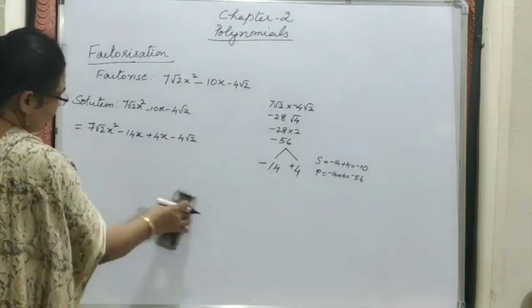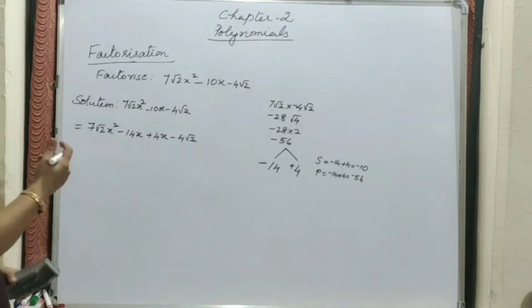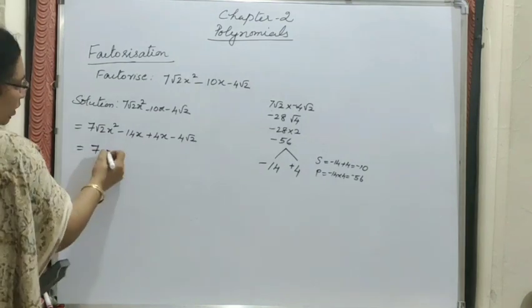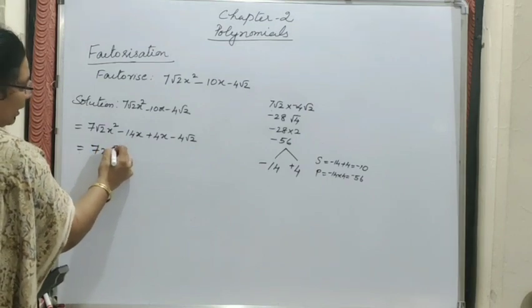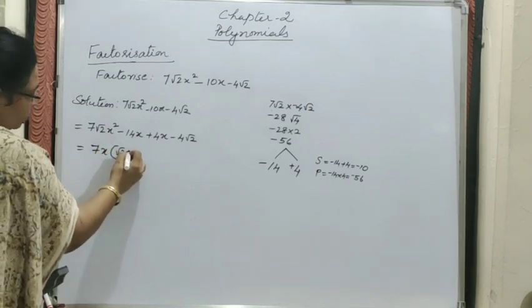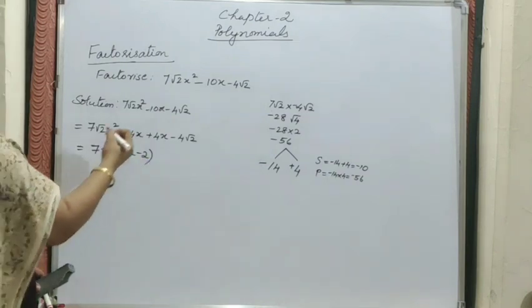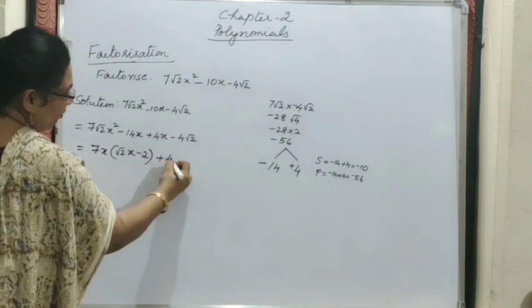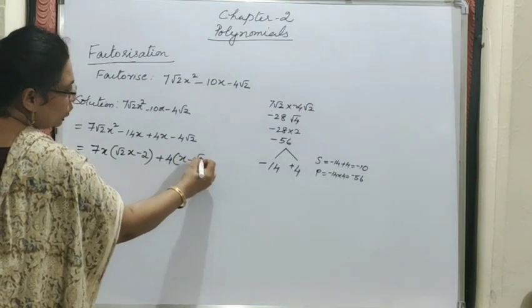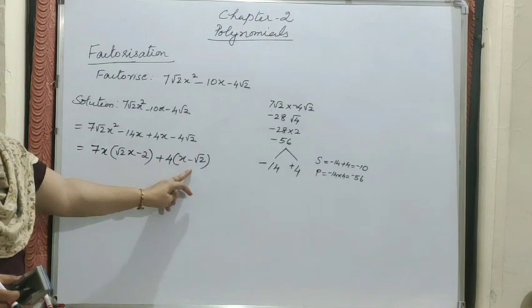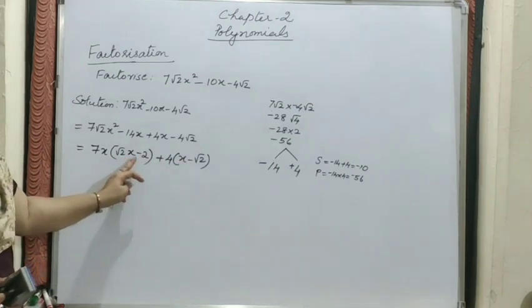because when we are having 7 root 2 x square, they will think, why can we not take 7 only? If I take 7x, then what is in the bracket? Root 2 x minus 2 is there, right? But here, 4 I am taking, and x minus root 2 is left. So here it is x minus root 2, and there root 2 x minus 2.